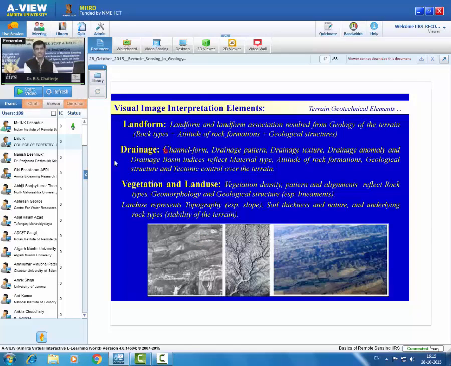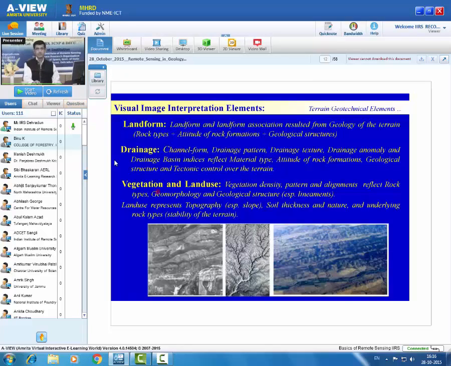Then followed by drainage. Here there are many elements of the drainage, like the shape of the channel, channel form, drainage pattern, drainage texture, drainage anomaly, and there are some indices, drainage basin indices or morphometric indices.